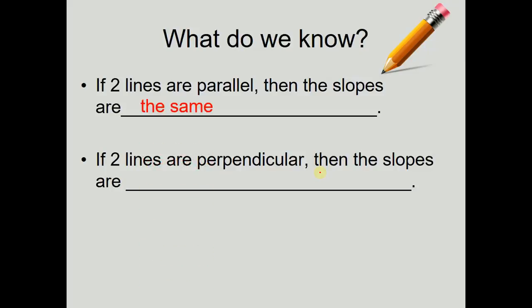So, if two lines are parallel, the slopes are going to be the same. Perpendicular, negative reciprocals of each other. Negative and opposite depending on which way you want to say it. I usually will say opposite just because I think it's easier for you to think. Because if it's a negative, it's going to be a positive. So they're opposite reciprocals of each other.